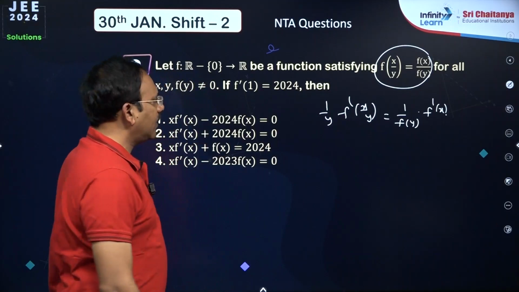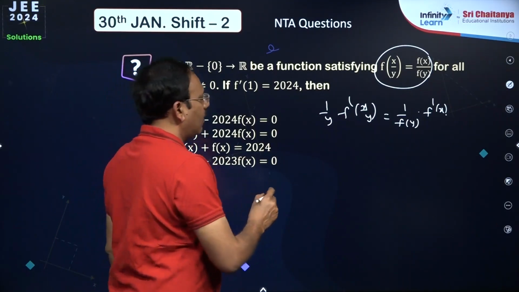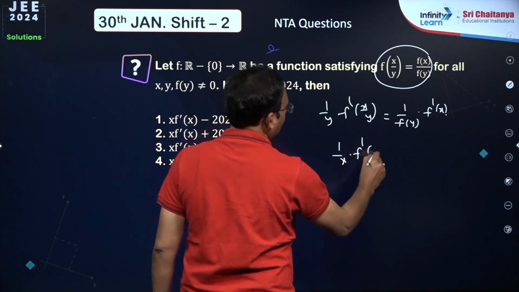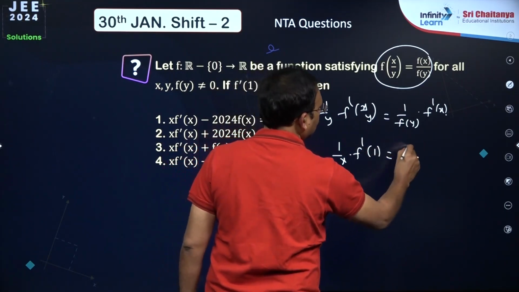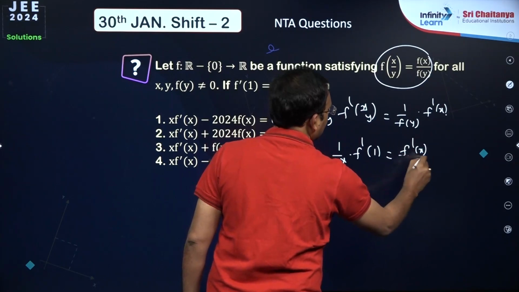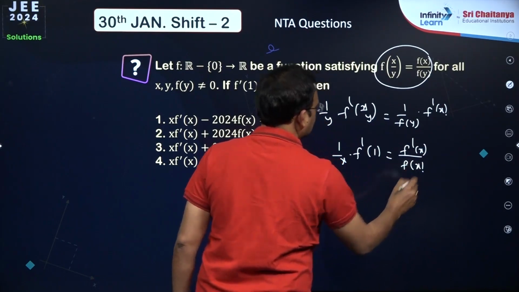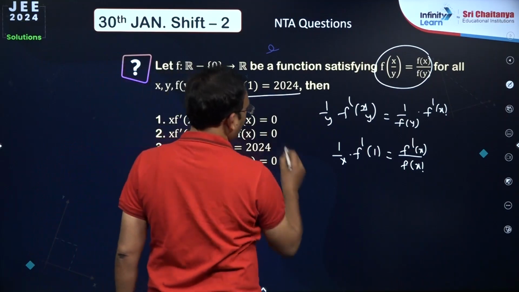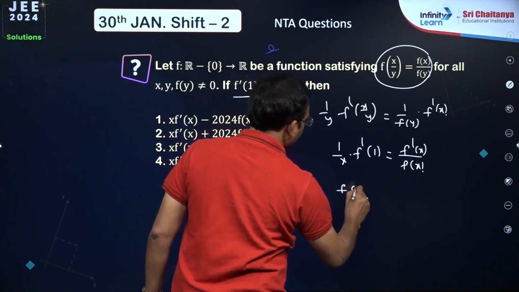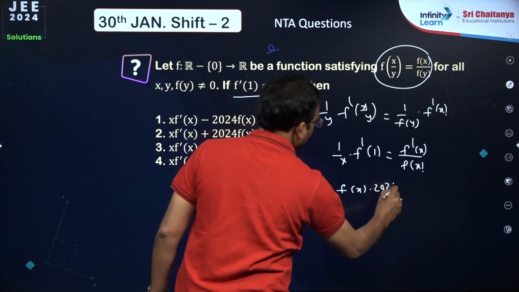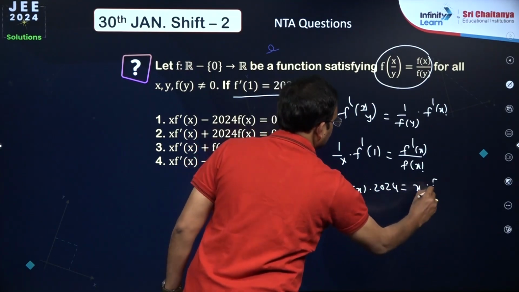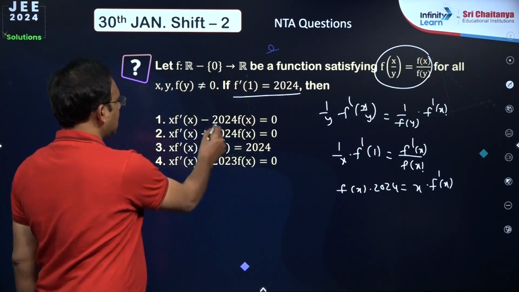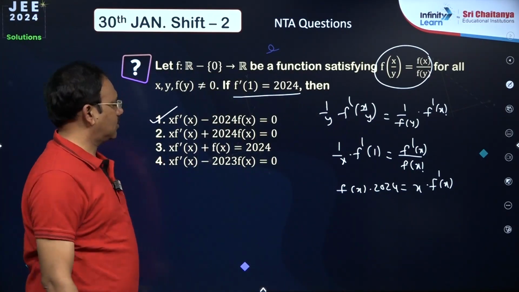You just apply the limit x tends to y, wherever y is there you put x. This is 1 by x into f dash of 1 is equal to f dash x by f of x, my dear friends. Okay, so given f dash of 1 is 2024, so f of x into 2024 is going to be x into f dash x, dear students. That's what is given. This is going to be the first option, right?